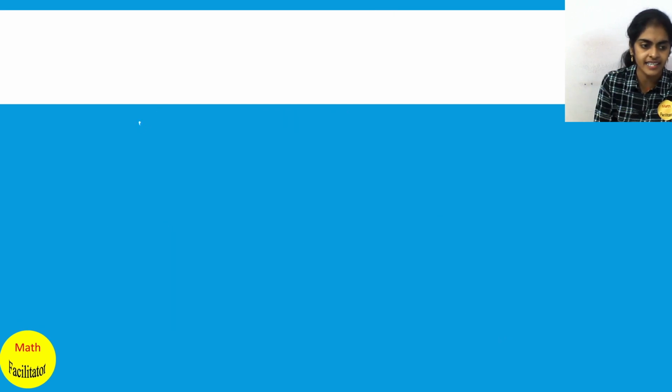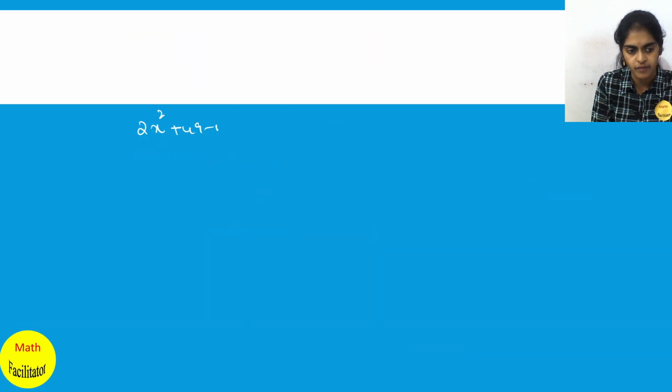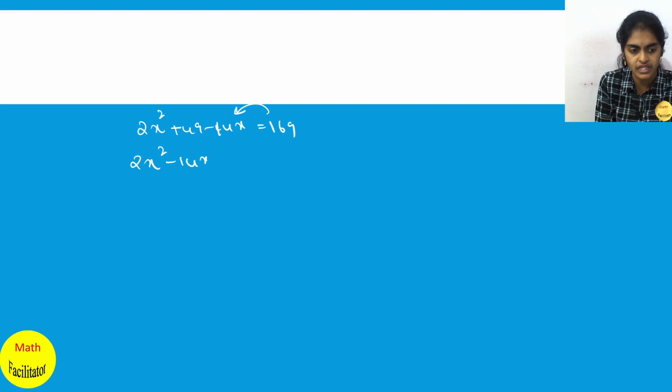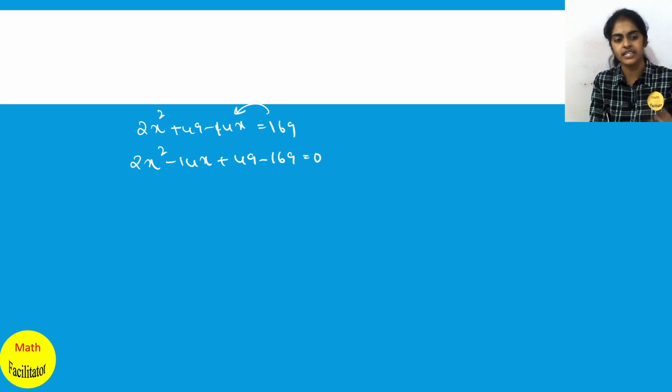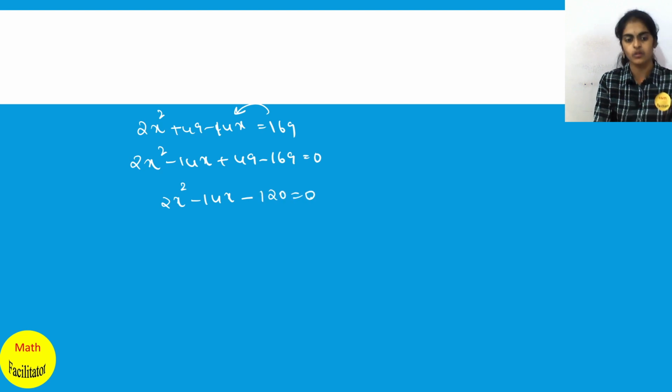So the same thing I can write here: 2x square plus 49 minus 14x is equal to 169. Let us transpose 169 here. So you have 2x square minus 14x plus 49 minus 169 equal to 0. So 169 minus 49, how much will you get? 2x square minus 14x minus, you will get 120, equal to 0.